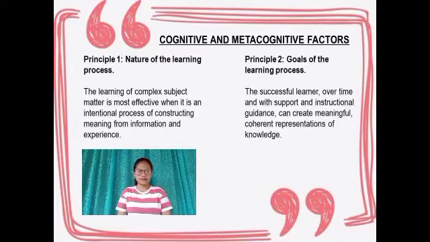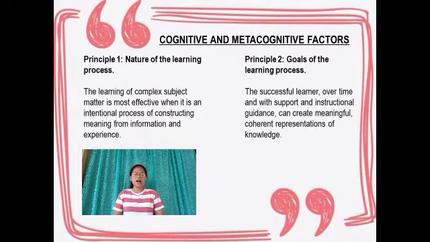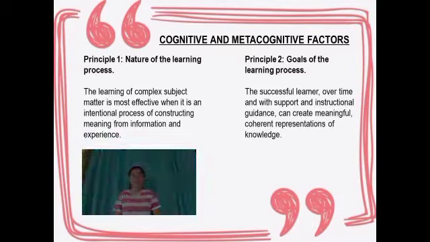Principle 2, goal of the learning process. The successful learner, over time, and with support and instructional guidance, can create meaningful, coherent representations of knowledge. Students must be goal-oriented due to the strategic essence of learning. Students must create and achieve personally relevant goals in order to build useful representations of knowledge and to develop thought and learning strategies needed for continued learning success throughout their lives. As a future educator, I will help my students set realistic learning goals that are aligned with their personal expectations and desires as well as their educational goals.